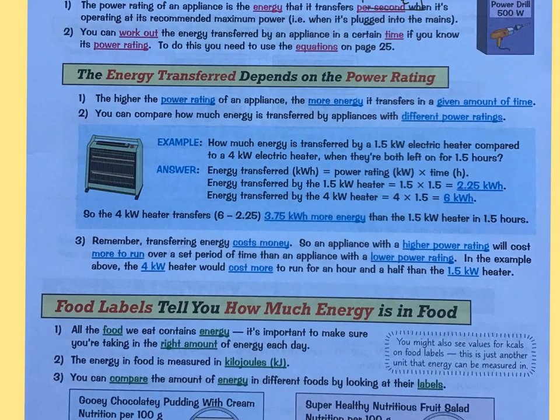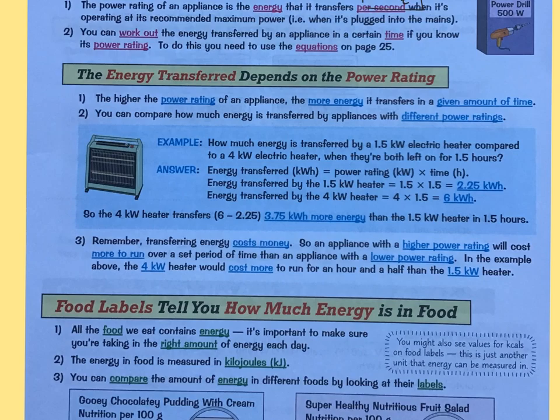This goes into a bit more detail and does an example, so I'll just talk you through a couple of those. So obviously, higher power means it's going to use more energy in the same amount of time. So if you have a low power TV and a high power TV on for the same amount of time, the high power TV will use more energy in that time, let's say it was an hour, whereas the low power TV will use less energy in the same amount of time.